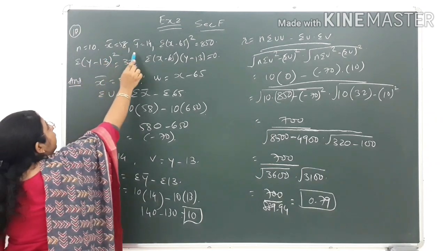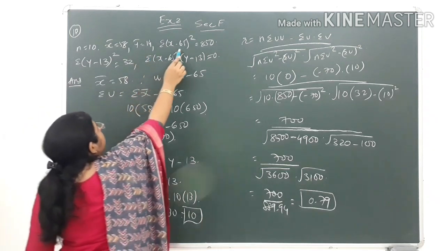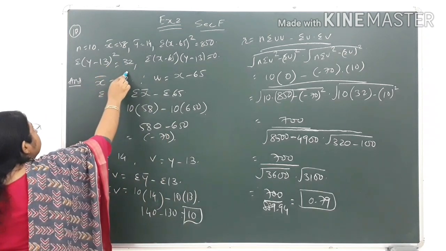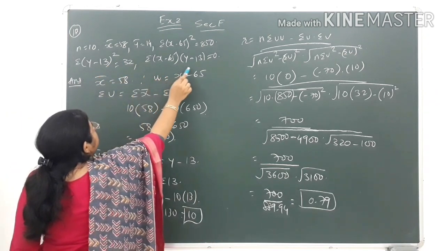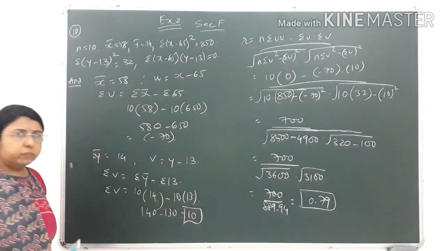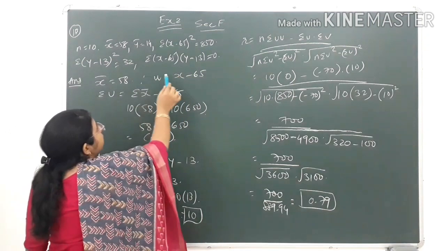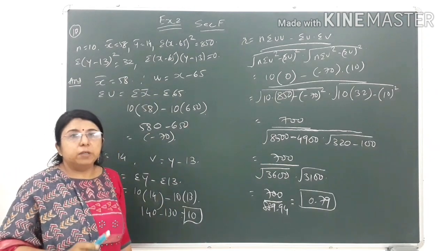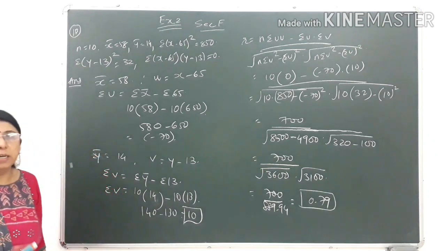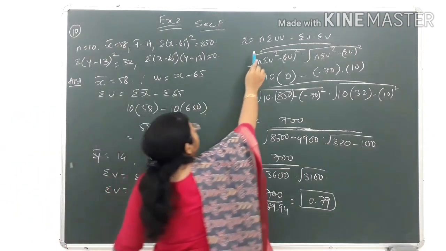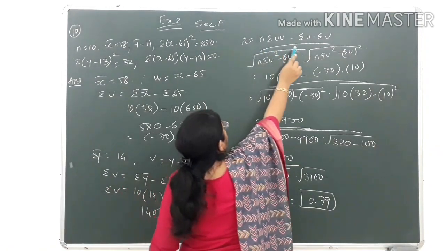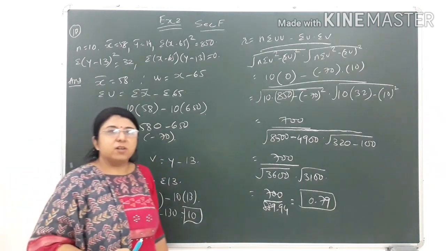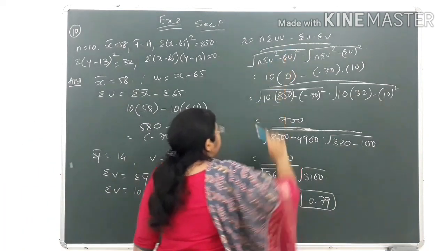X bar is equal to 58, Y bar is equal to 14, sigma (X minus 65) whole square is given to you as 850, sigma (Y minus 13) whole square is given to you as 32, sigma (X minus 65)(Y minus 13) is equal to 0. By seeing the data, you can easily understand which formula we have to apply. Yes, we have to apply Karl Pearson's shortcut method, that is of U and V. You can see on the board, I have already written the formula, that is N sigma UV minus sigma U into sigma V. Similar to the XY formula, only in place of X and Y, we will be writing U and V.